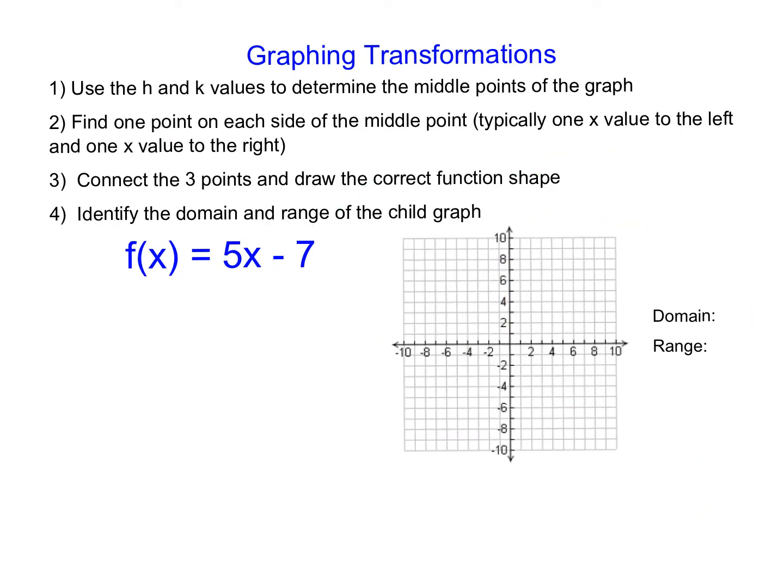So let's go through the same process with the second example. Here, if I look here, I don't see an absolute value or a squared, so I know that this function shape is going to be a linear graph. So that's what I'm expecting to see at the very, very end.